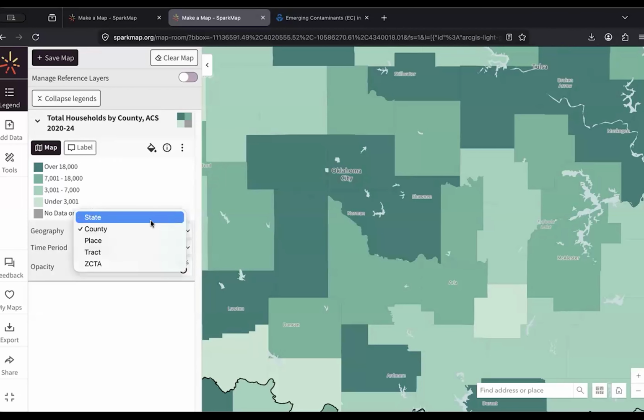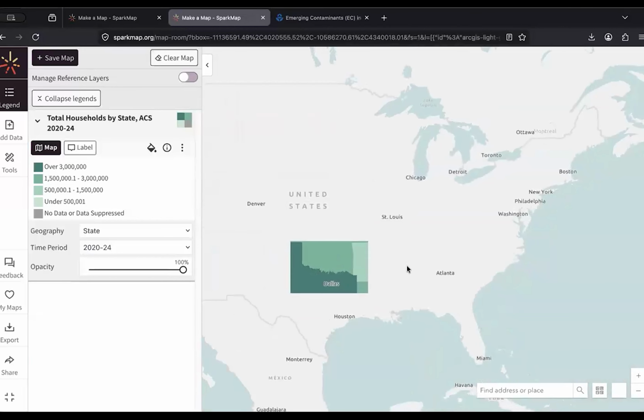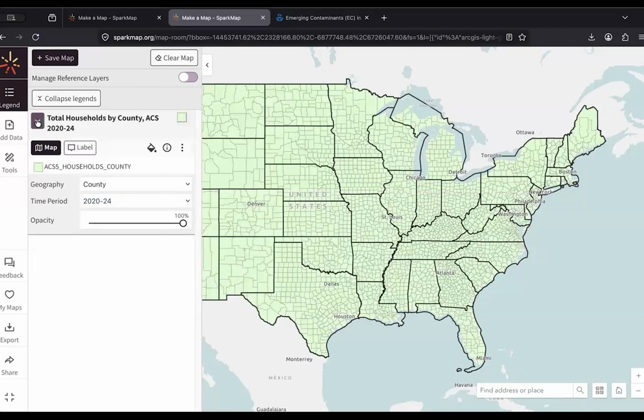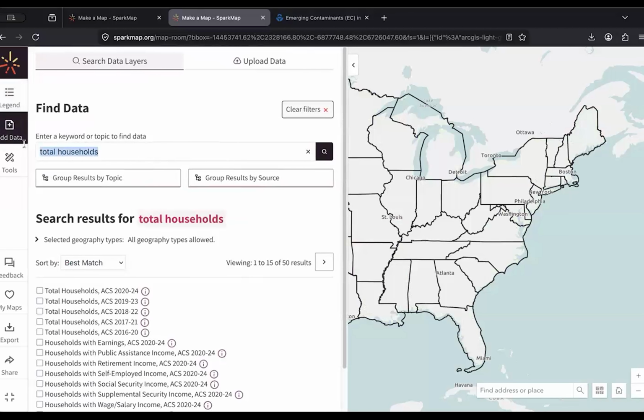If you're doing this for a state, we also have this information at the state level. It's not nearly as exciting, but if you are looking for that state level data, that is something that is available to you there. So let me go back to county here and move that layer. And so total households was something that we would need to respond to that grant application.